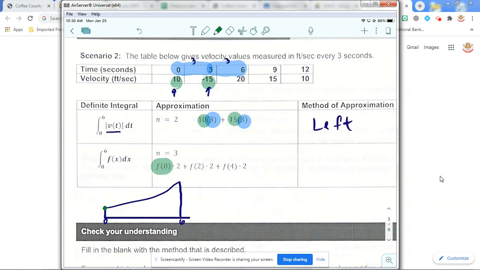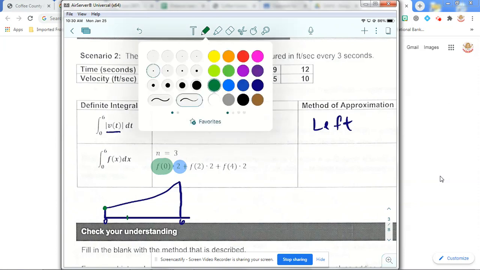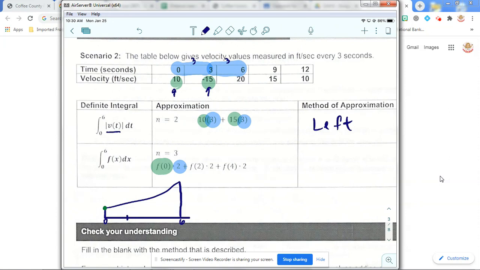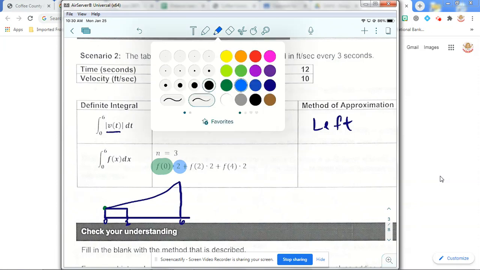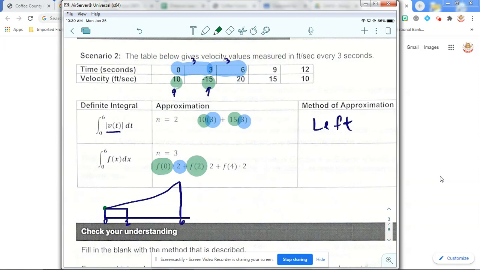And then 2 should be the width. So I would put, it was changing by 2. So 0 changed by 2 would be a 2. Okay, so that rectangle should have a height of f of 0 and then a width of 2. So that right there.